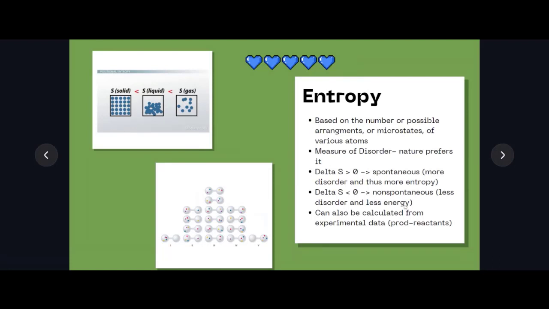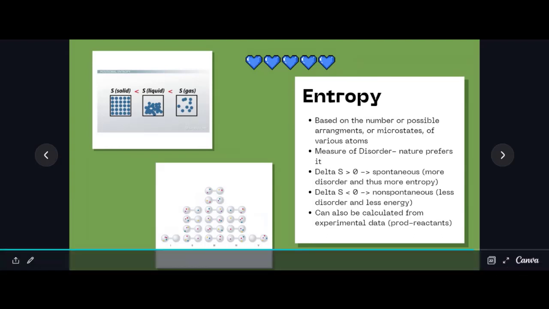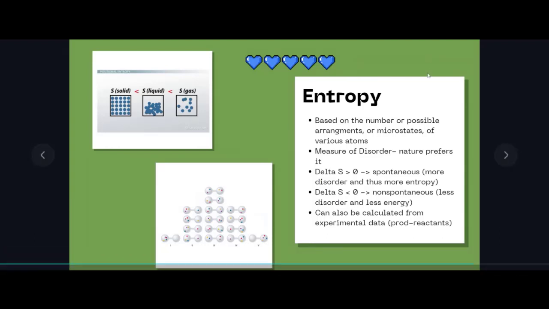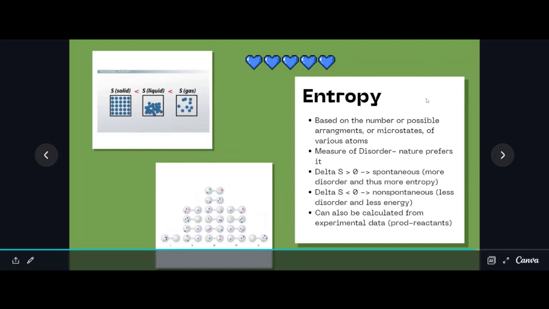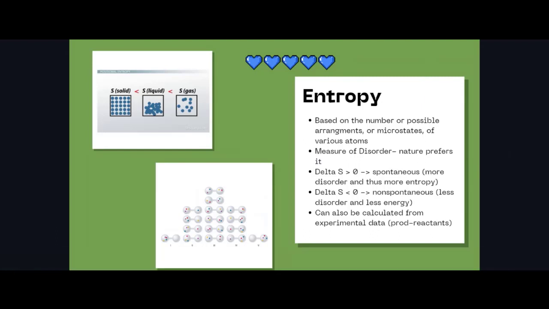On the other hand, if delta S is less than zero, it's going to be non-spontaneous, right? So less disorder and less entropy. Once I start picking up my clothes and cleaning my dishes, it's going to be a lot cleaner. However, there will be less disorder, and this should be less entropy. So non-spontaneous means I have to actually put effort in to do it. That cleaning situation is non-spontaneous. It doesn't happen naturally.